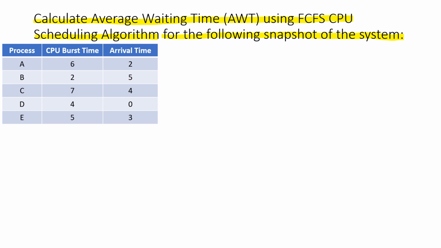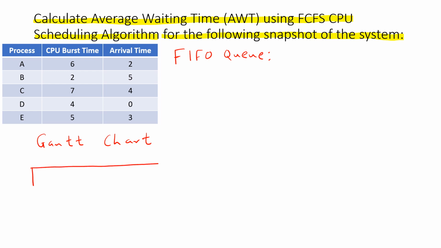Now in FCFS CPU scheduling algorithm we make use of a queue which is a FIFO queue, that is first in first out queue. We are given five processes A, B, C, D, E, and the order of execution of these processes will be shown through a chart called a Gantt chart. So here I will draw the Gantt chart for you.